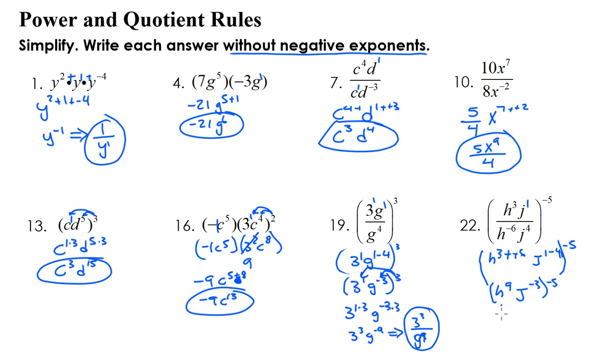So that's h, that -5 is going to multiply by both of these exponents, so that's h to the -45th, j to the +15th. Since this is a negative exponent, it's got to go down below, so j to the 15th is going to stay on top, and then that's going to be h to the 45th on the bottom there. Okay?